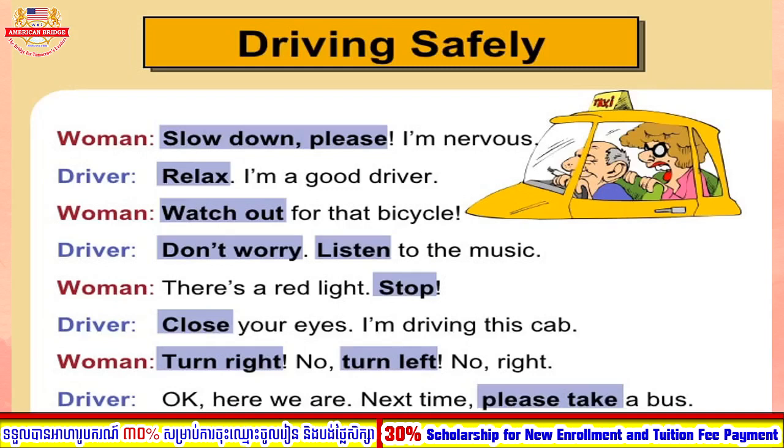The first one is: Slow down please, I'm nervous. Relax, I'm a good driver. Watch out for that bicycle. Don't worry, listen to music. There's a red light. Stop. Close your eyes. I'm driving this car. Turn right. No. Turn left. No. Right. Okay, here we are. Next time, please take a bus.